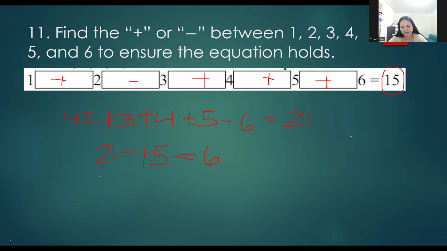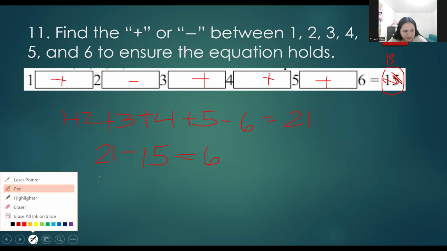Okay. So say for example, I want the sum to be equal to 13, right? So instead of 15, I want it to be equal to 13. Question. Yes. 1 plus 2 plus 3 plus 4 plus 5 equals 15 and minus 6 equals 9. Oh, yes, you're right. Let me just check.